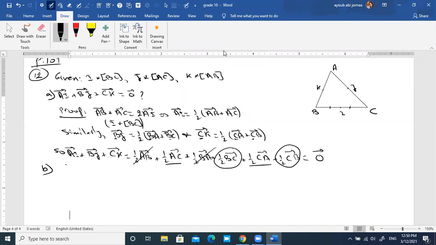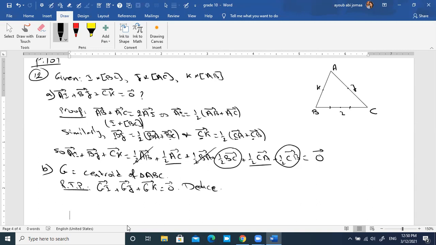Let G be the centroid of triangle ABC. Required to prove that GI plus GJ plus GK is equal to 0. And then we have to deduce something. Deduce that G is the centroid of IJK. We may write only deduce. You have to conclude, or the proof.